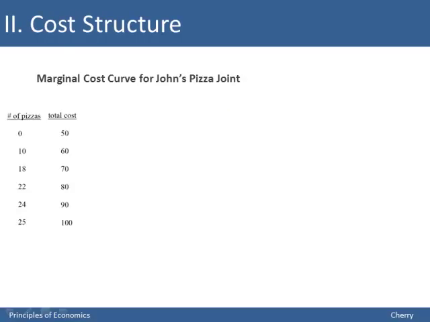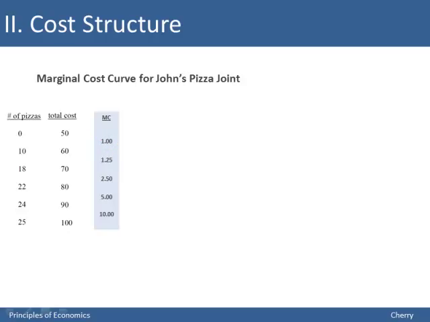So what we're going to do is look at output, and we're going to look at total cost for each output level, and we can calculate marginal cost. Right? So if we go from 0 to 10 pizzas, the cost goes from 50 to 60. Right? So the cost went up by 10. So the output went up by 10, the cost went up by 10. So the marginal cost is 1.